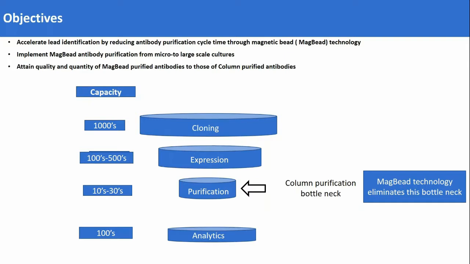So the bottleneck in protein purification or antibody purification is usually the purification step. So the bottleneck in terms of obtaining purified antibodies is the purification step, as you can see in this figure. Cloning usually can run as many as 1,000 molecules in parallel, expression around 100 to 500, but the purification takes just a very, very small number of samples. So you just block the whole system through purification again.